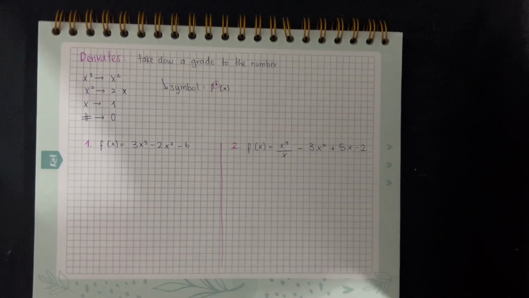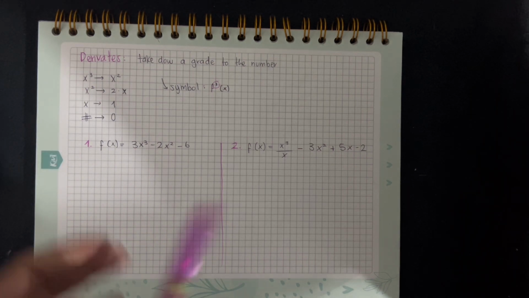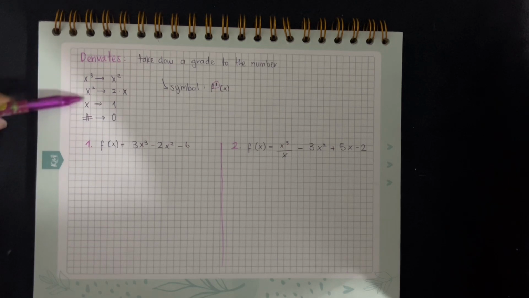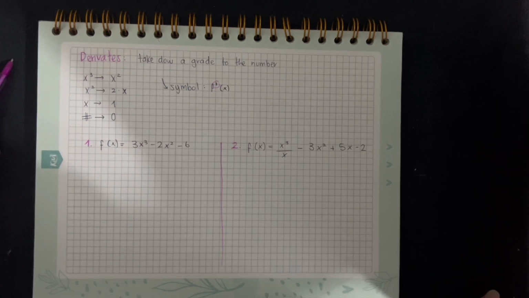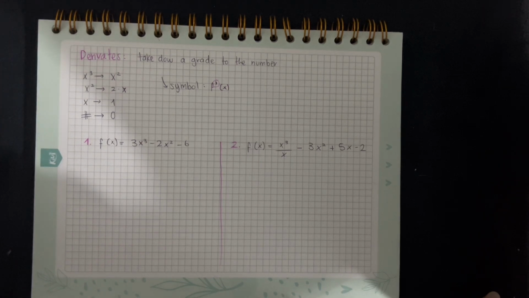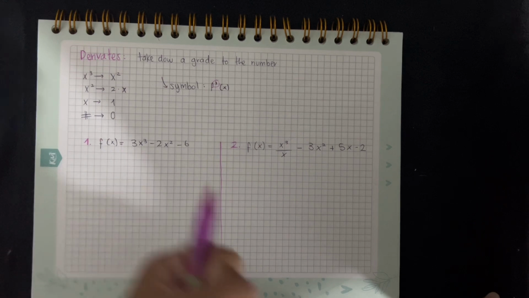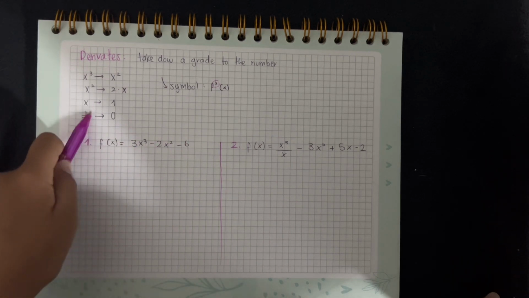Derivatives is a really simple thing that can seem difficult, but it's actually really simple, as it's just taking a number and lowering its grade. As you can see here, there are some examples of the kind of situations that you can find when derivating a function. x³ will become x², x² becomes 2 times x to 1, and any number becomes 0.